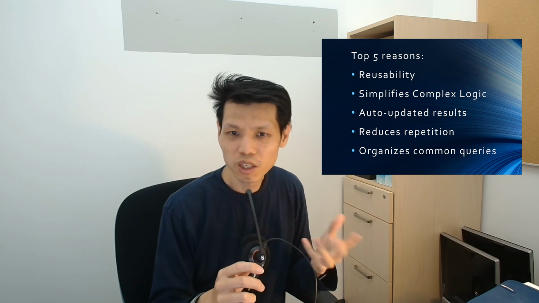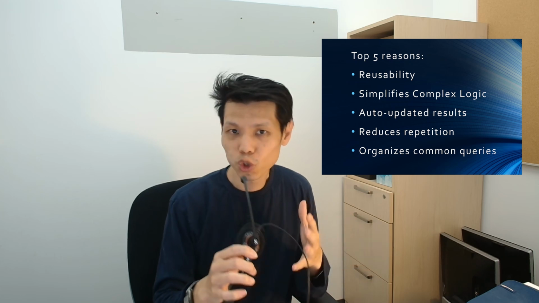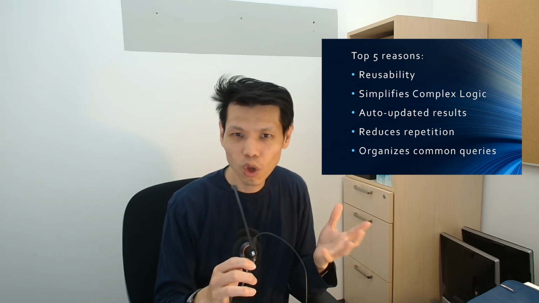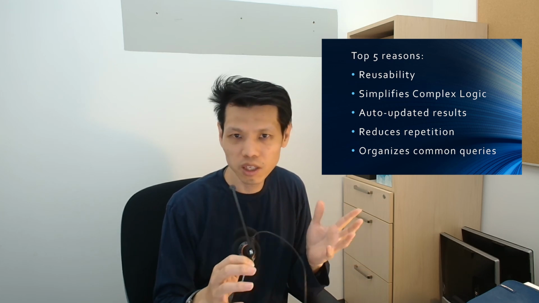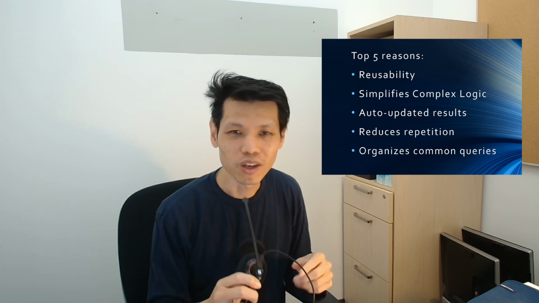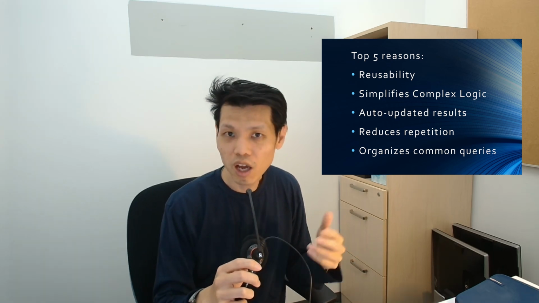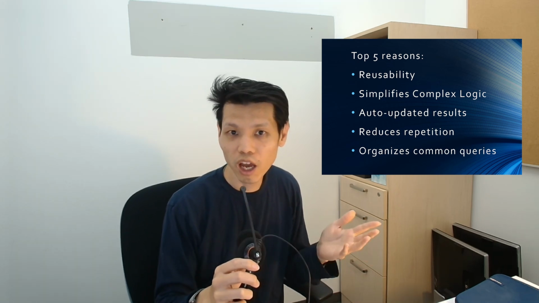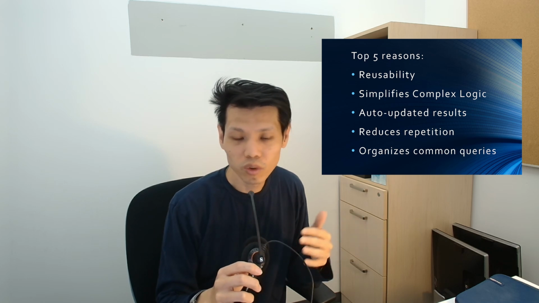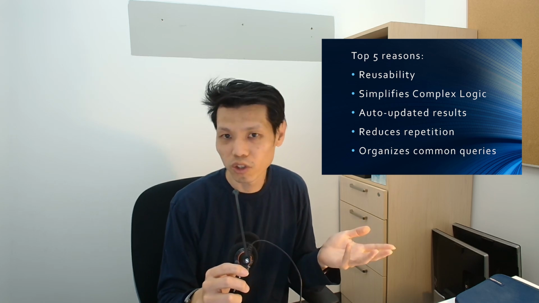Number two, simplify complex logic. Put all of your joins, filters, calculations all in your main query. Simply select and run. Number three, auto updates. Every time you run your view, you get live updated results. No need to refresh, no need to rerun your logic.